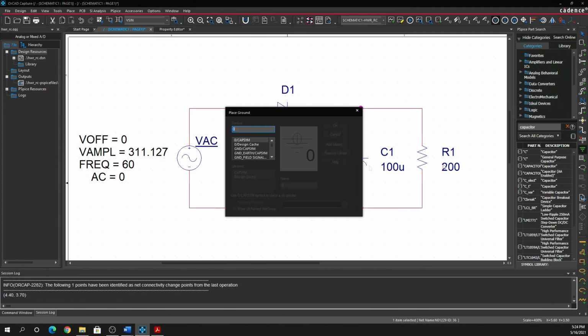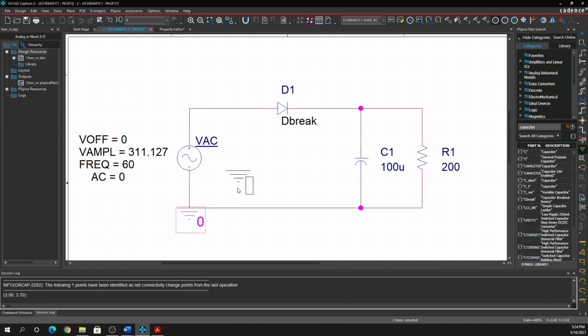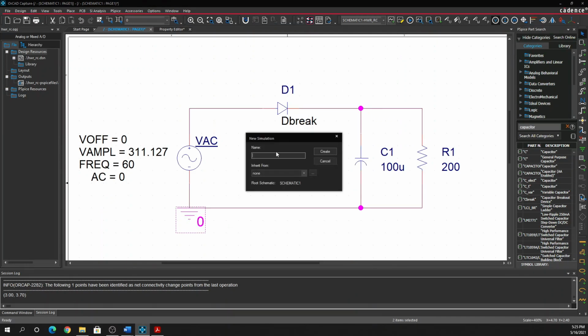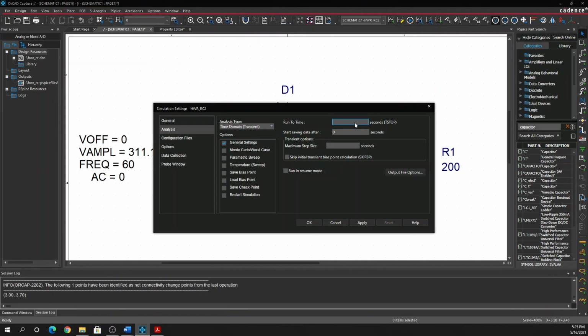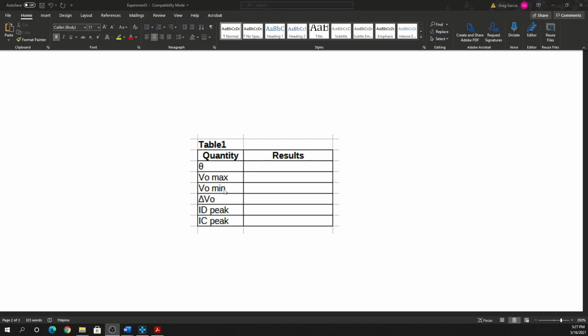And we will connect ground, 0/CAP/SIM, okay. Then use simulation profile. For the simulation settings, set our run time to 16.67 milliseconds. Maximum step size, 10 microseconds. Click apply, okay.